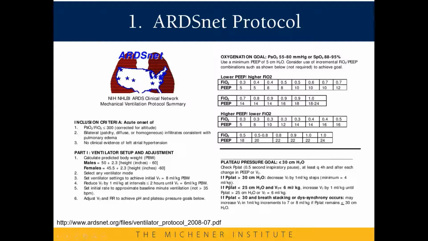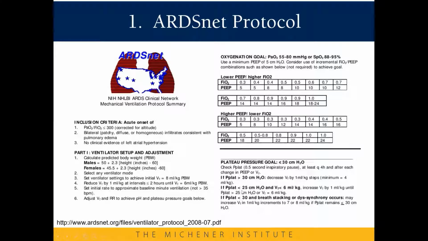If your P plateau is greater than 30, they want you to decrease your tidal volume by 1 mil per kilogram. But you need to stop once you get to 4 mils per kilo. We never ventilate with less than 4 mils per kilo because we will be hypoventilating our patients. The volumes become too small at that point.